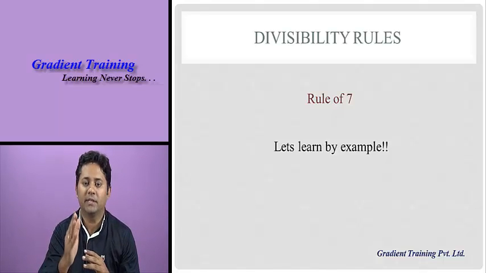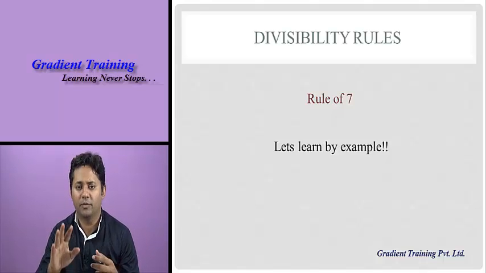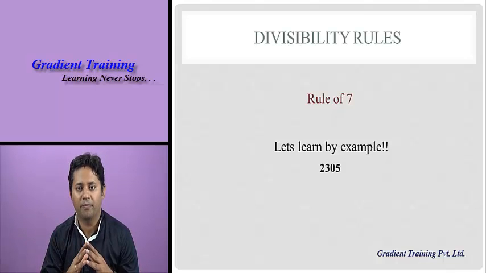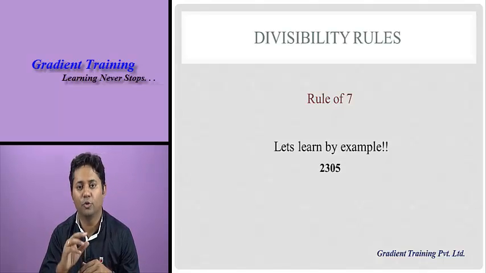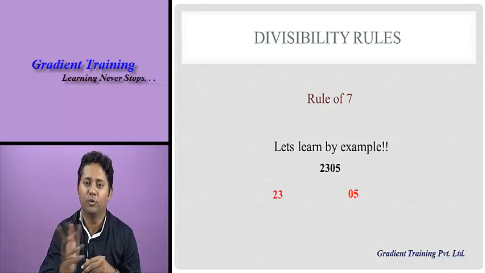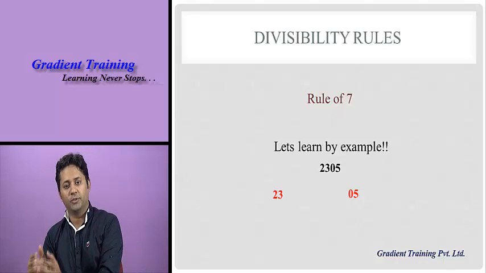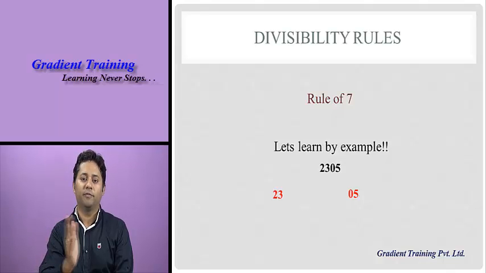For example, a number 76305 is there. Or let me take an example of a smaller number for explaining to you. 2305 is there. Divide it into 2 parts. One part will consist of the unit digit and 10s digit. So for 2305, 05 in one group and 23 in the other group. Once you have divided it into 2 groups, 05 in one and 23 in the other, multiply the other group, that is 23, by 2.